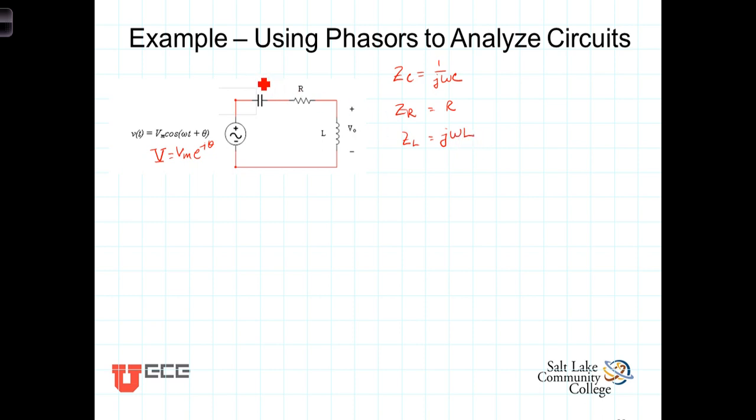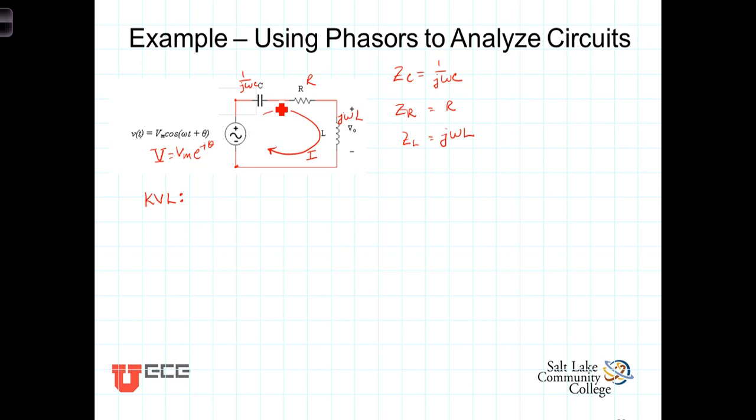So we'll show that here: this impedance is 1 over j omega C. This is just R. And this impedance here is j omega L. Now, in the phasor domain, there will be a current flowing that we'll represent as phasor I. And with these representations, let's go ahead and write a Kirchhoff's voltage law equation in terms of these phasors.